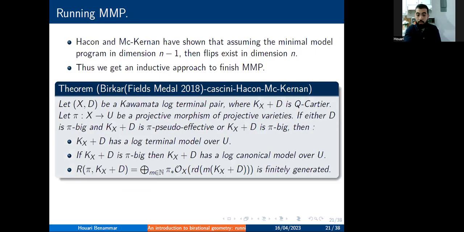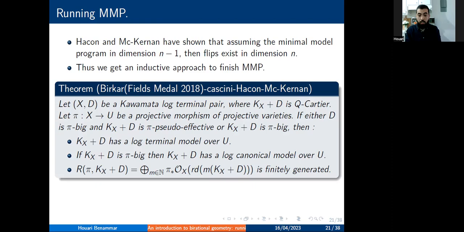Okay, so I want to finish this part with a very famous theorem, proved by Birkar, Cascini, Hacon, McKernan. For this theorem, Birkar received his Fields medal also, and after that Birkar did things like the boundedness of the moduli space of log Fano varieties, etc. Hacon and McKernan have shown that assuming the minimal model program in dimension n-1, then flips exist in dimension n. So we want to have an inductive approach for this MMP.